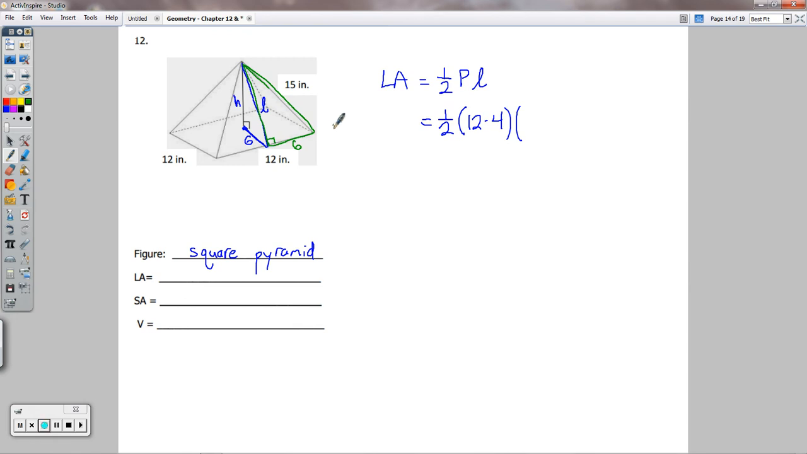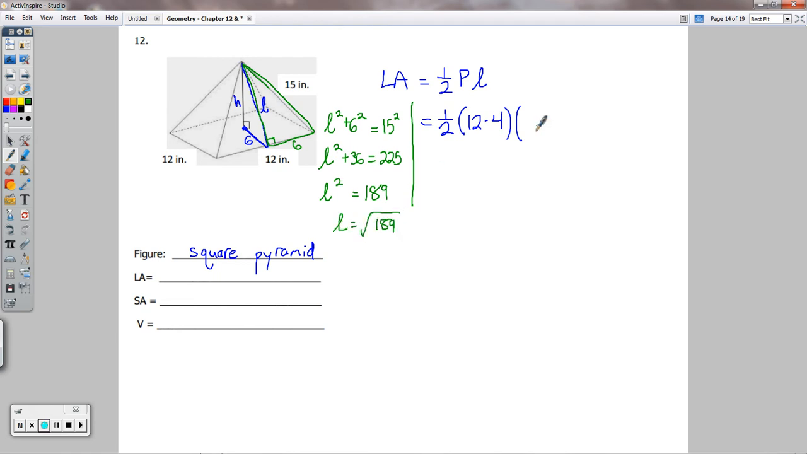So I've got 6 squared and L squared. So L squared plus 6 squared is going to equal 15 squared. L squared plus 36 is 225. So L squared, if you subtract 36 from both sides, looks like that would be 189. And then the square root of 189 we'll just leave as that for now. So L equals the square root of 189.